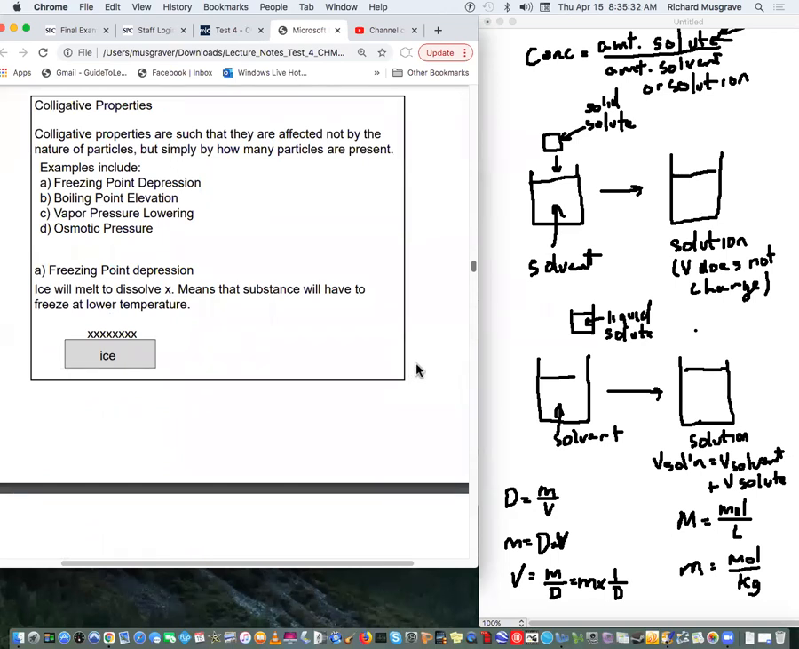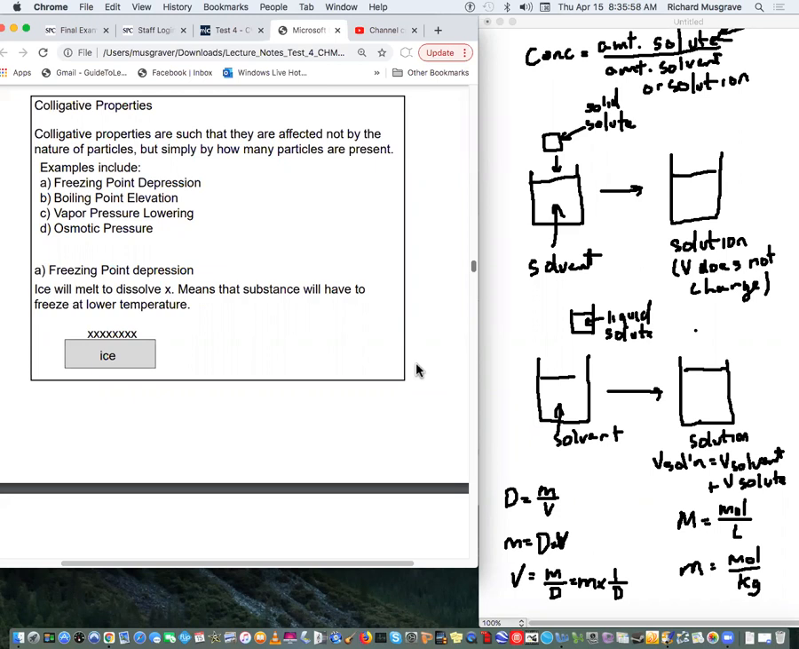So we're going to talk about colligative properties now, and we're going to apply what we learned about concentrations to the colligative properties. Now, colligative properties are such that they are affected not by the nature of what's being dissolved, but simply by how many particles are dissolved. So examples of colligative properties are freezing point depression, boiling point elevation, vapor pressure lowering, and osmotic pressure.